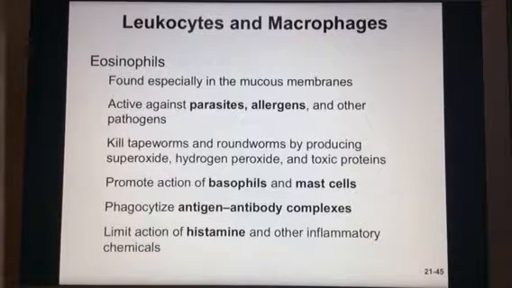So from the blood chapter, you know that an antibody is going to attach to an antigen, and when those complexes form, the eosinophils are able to break them apart and kill them. Mostly here you want to focus on parasites and allergens. So eosinophils are able to limit the action of histamine and other inflammatory chemicals.